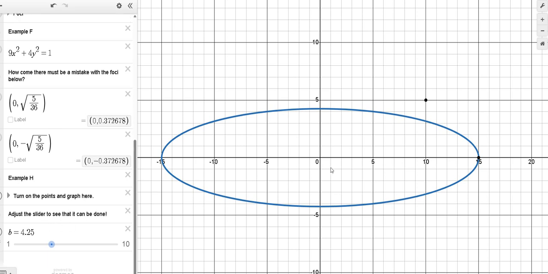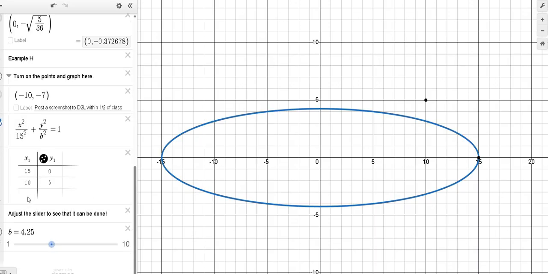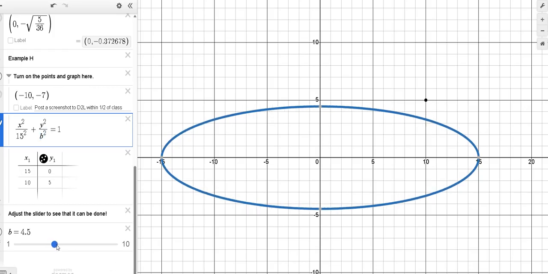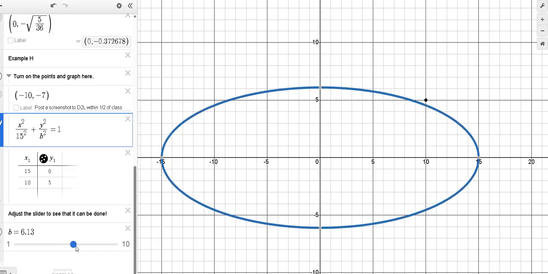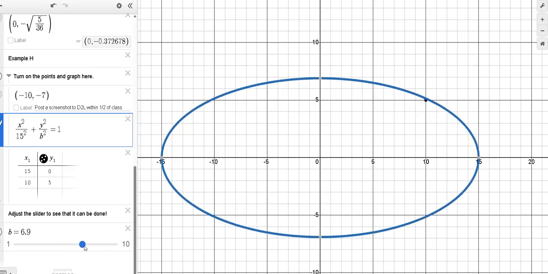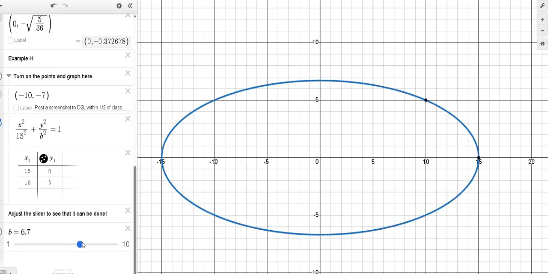So here's my graph. And I've got to adjust this value of b so that this graph actually passes through that point. So somewhere along the line, I'm going to get the Goldilocks of values for b. It's going to be just right. It's going to pass through that point. So 6.7, probably not it, but it's probably pretty close. Let's actually figure out the exact value.